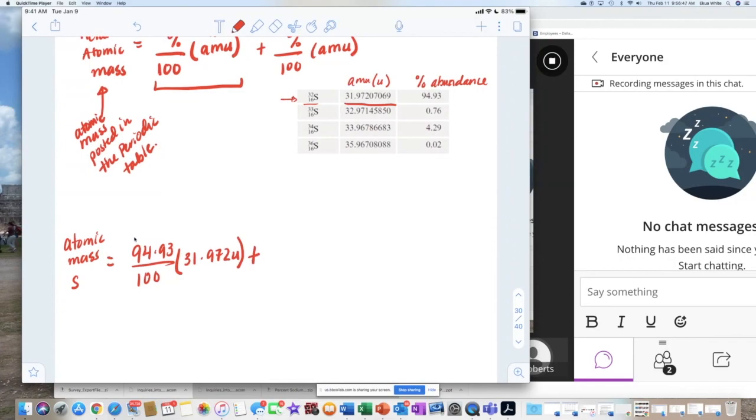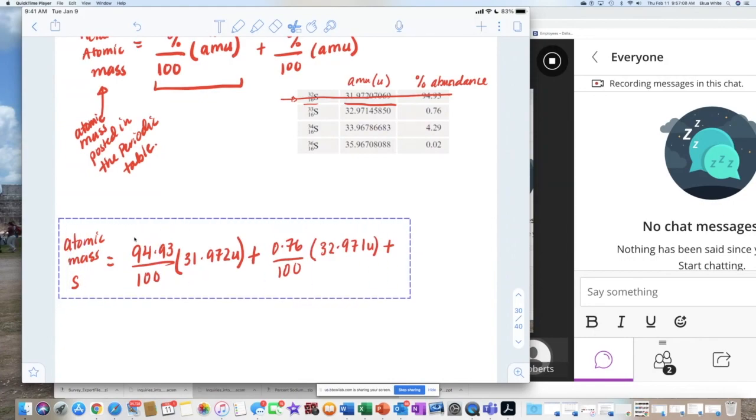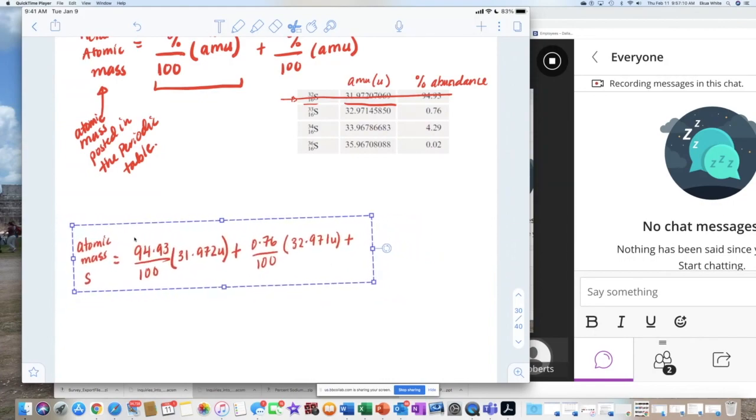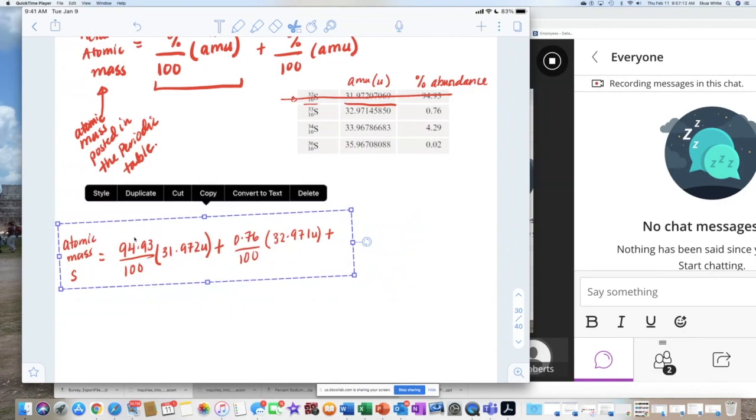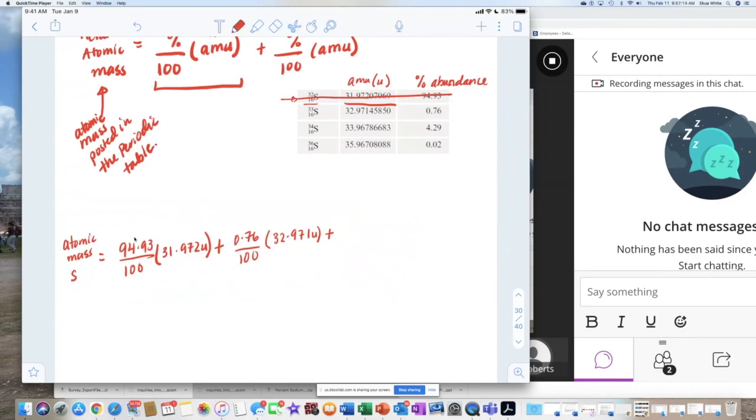Next one. I'm done with this. The next one is 0.76 over 100 times 32.971. Oops, I forgot the symbol U. The next one. Okay, as I'm writing, I can tell that I already wrote too big. It's a struggle. I'm so used to writing big on the board so everybody can see. Now I have to write small because I don't have a lot of space. That's okay. So I'm done with this one.